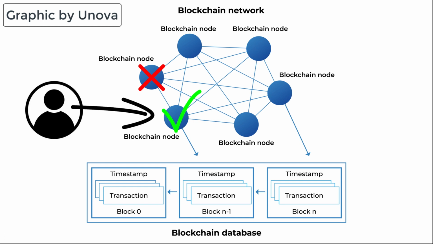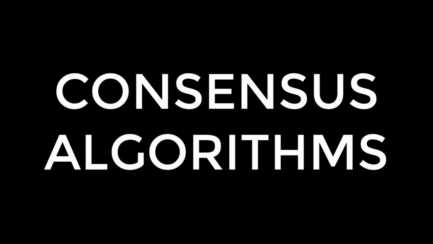This is because the state of the blockchain network or the database is kept in sync across all of the nodes via algorithms called consensus algorithms. This consensus feature of blockchains is what gives them their decentralized quality.